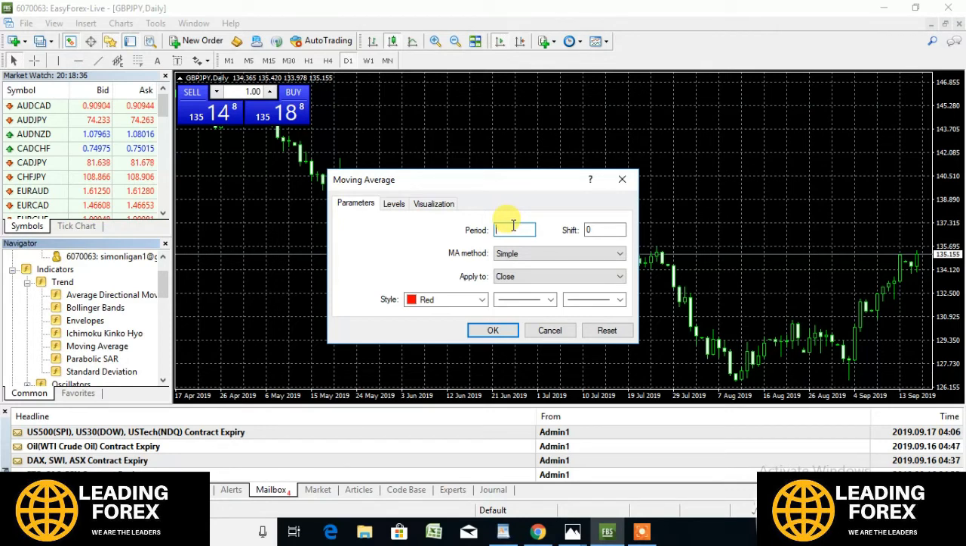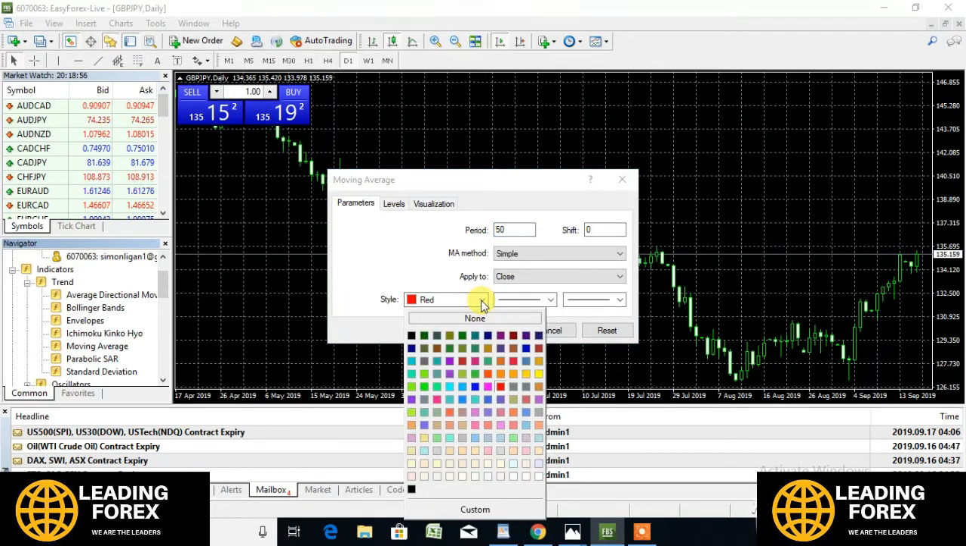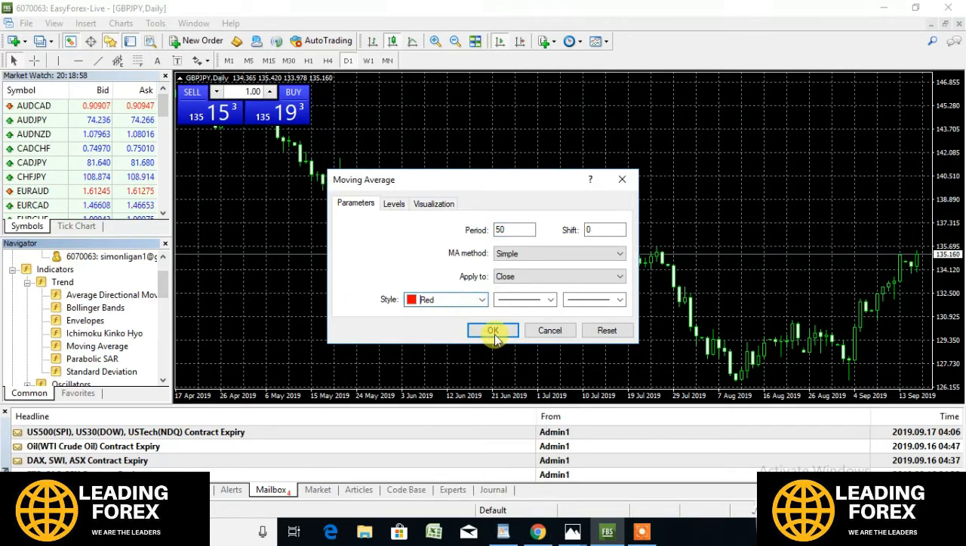Sometimes the default setting is 14. Let me reset it. You see the default setting is 14. So you change this default setting from 14 to 50. So it becomes 50 moving average. So you click on OK. You can choose to change the color if you don't want the red. So if you want a different color, you can choose. But I prefer the red. So let's put the red on so that in the recording, you can see it clearly. So when you are done, you click OK.